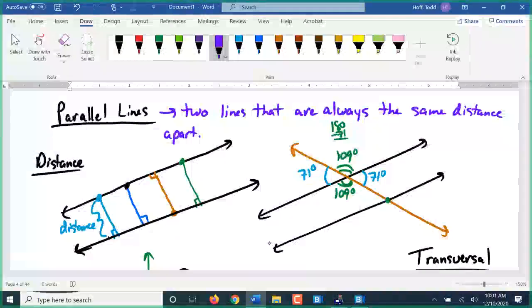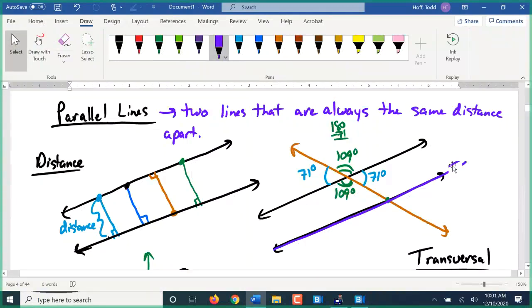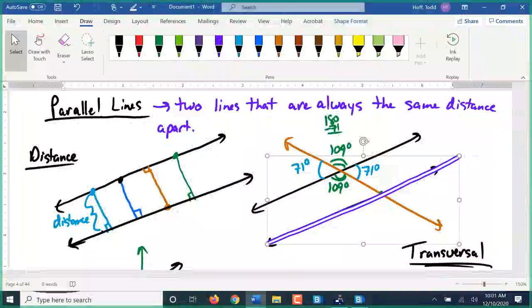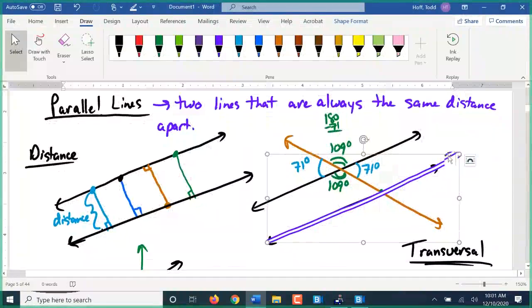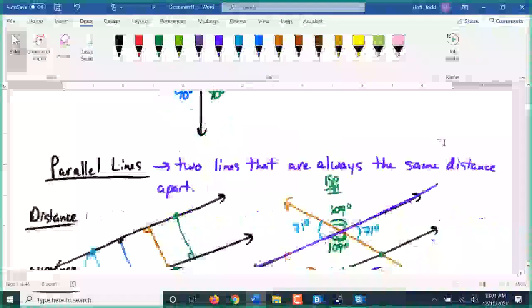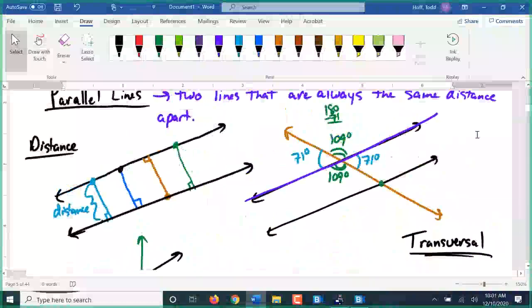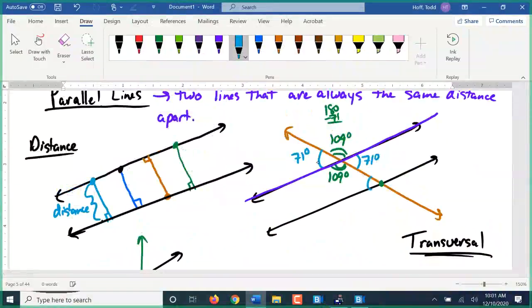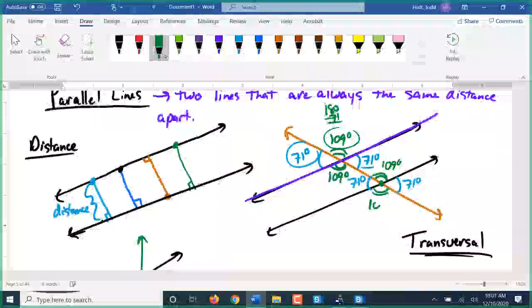Well, let's take this line here. Let's imagine moving it up to the other line. We see that it lays exactly on top of that other line, and it forms all the same angles. So what that's telling me is this angle here is 71 degrees. This angle here is also 71 degrees. This angle here is 109. This angle here is 109 degrees.